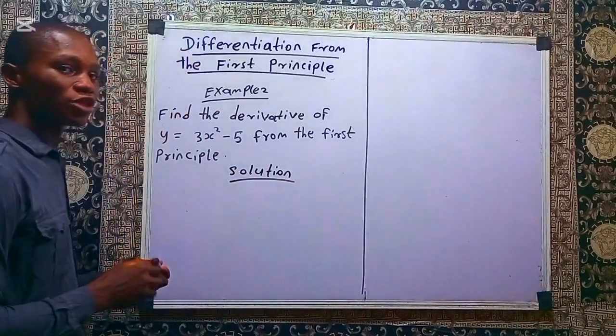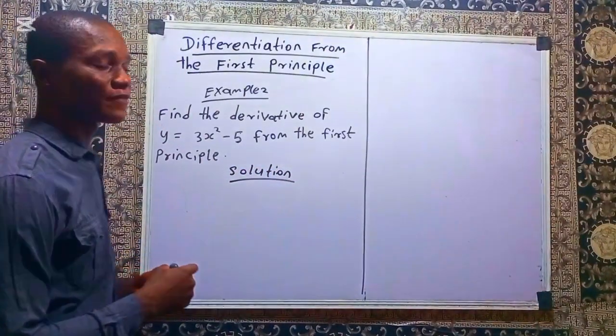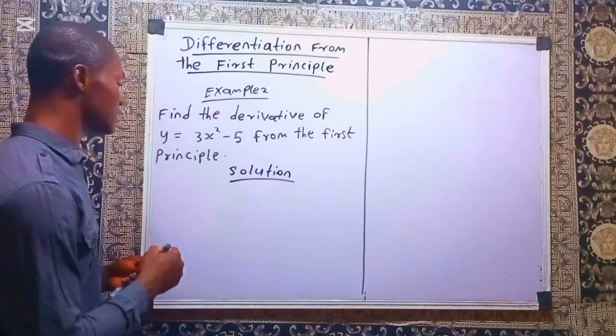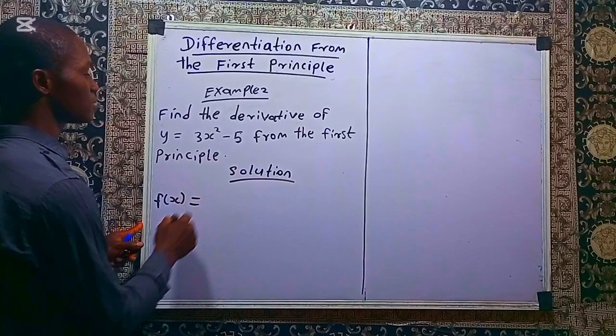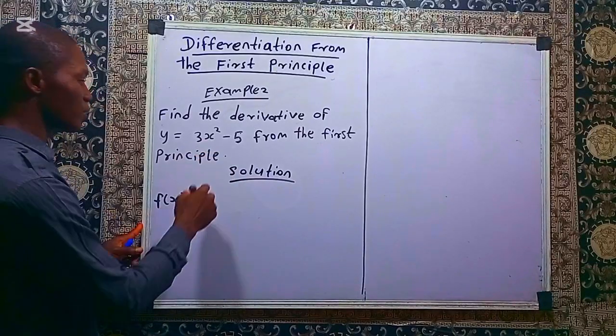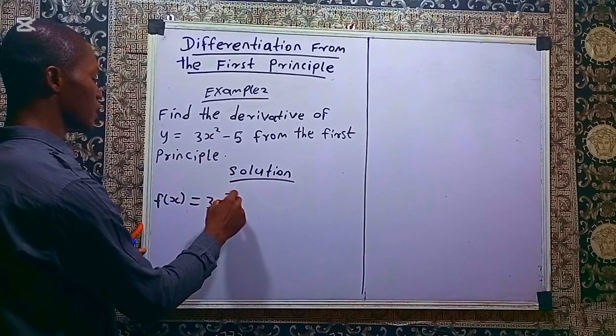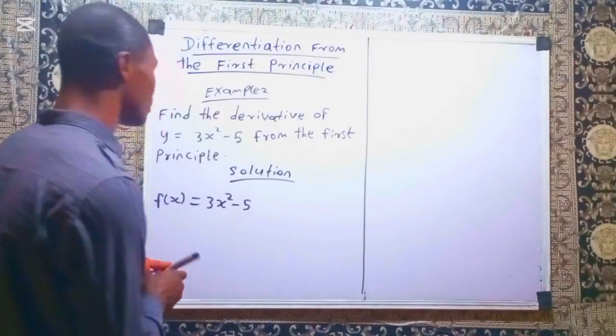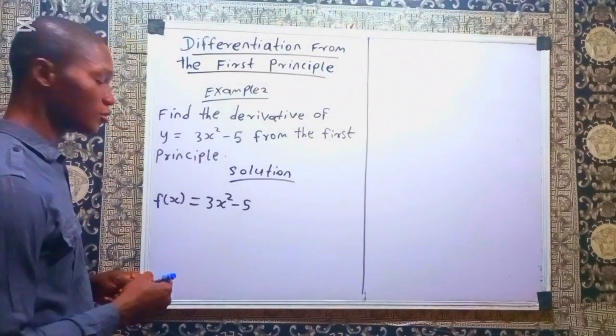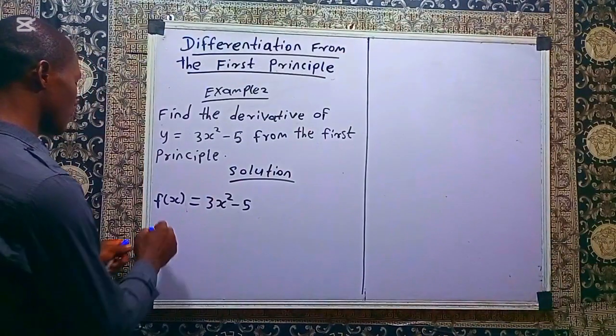By the definition, but before we write the definition of the derivative from the first principle, we will write our function f of x. What is the function given to you? f of x is 3x squared minus 5. This is the given function, right? Then you now write the definition of the derivative from the first principle.